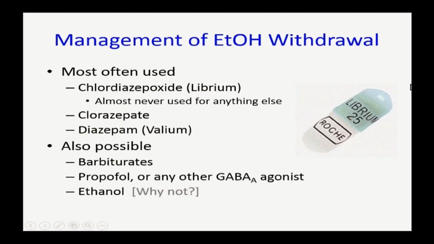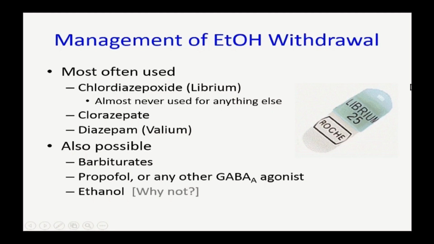Which drugs are most commonly used? Chlordiazepoxide is a benzodiazepine that is most often used for ethanol withdrawal. It goes by the brand name Librium, and it's really hardly ever used for anything else. And that's why I like to prescribe it if I'm going to prescribe anything, because the next time this patient shows up to see a doctor and says, I'm on Librium, they know exactly why I gave them the chlordiazepoxide. But you could use any other benzodiazepine. Another one which is relatively common is clorazepate, and diazepam or any other benzo could be used.